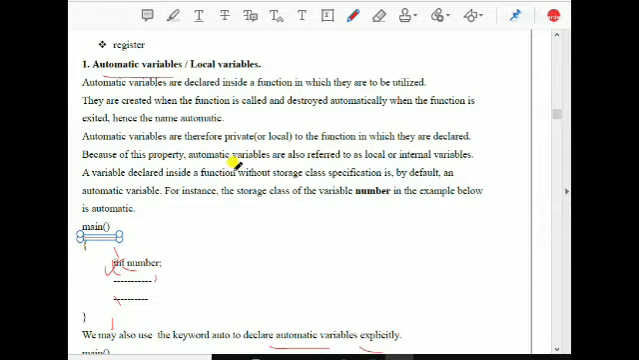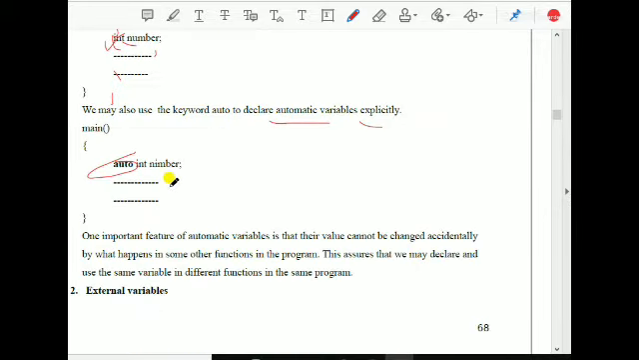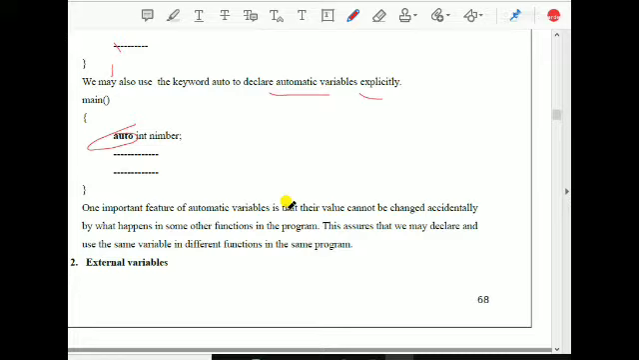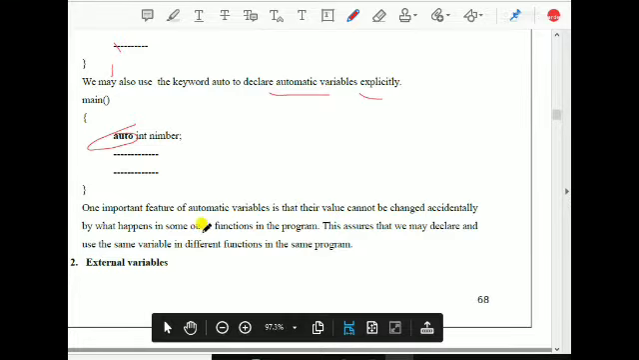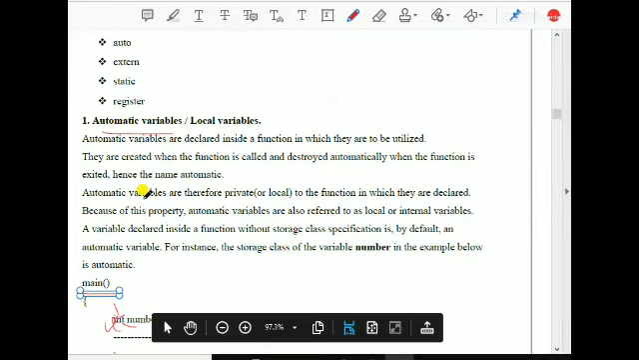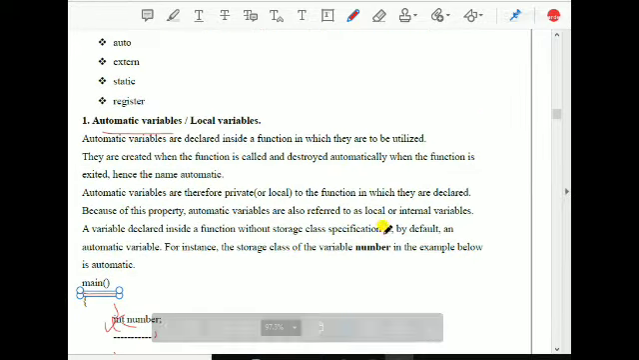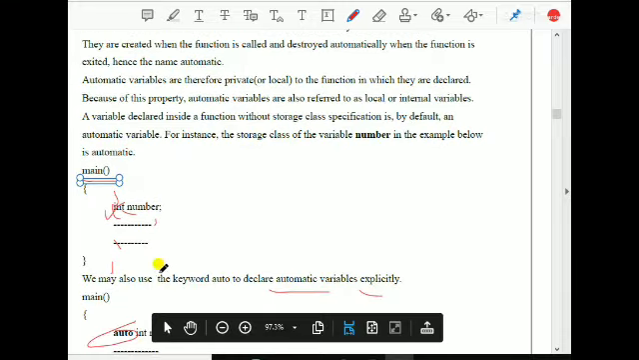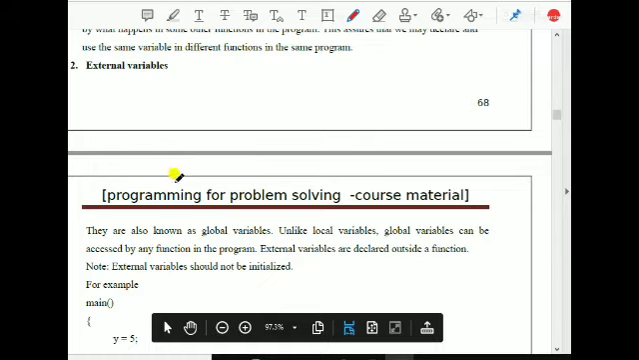Just study this, write it onwards, don't write that big an answer. One important feature of an automatic variable is that its value can be changed accidentally if some other function in the program declares the same variable. See, an automatic variable is created by itself only, like a default. So you can say automatic variable.